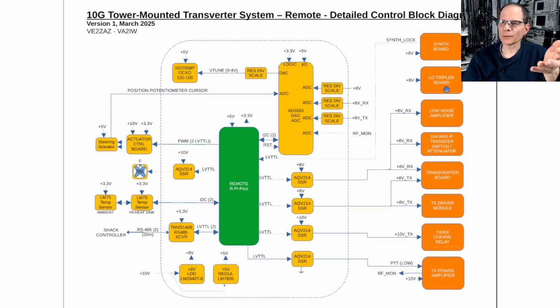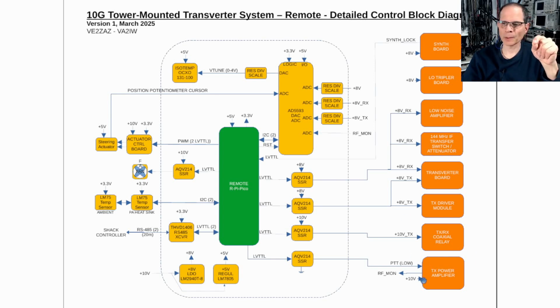The synth board and the tripler board always get plus 8 volts, so it's always on, whether we transmit or receive. The other sections will receive either transmit or receive depending on what mode we are in. So these voltages are sequenced by the Raspberry Pi Pico through the AQV 214 solid state relays. And there's a coaxial relay. 8 volts for this guy is not enough, so I'm using 10 volts straight into the transmit receive coaxial relay. That's the 10 gigahertz relay at the antenna.